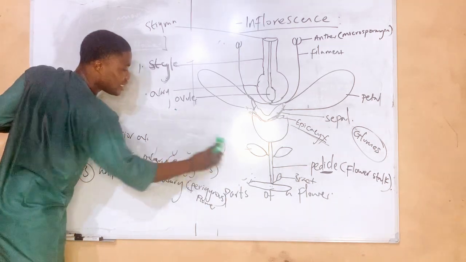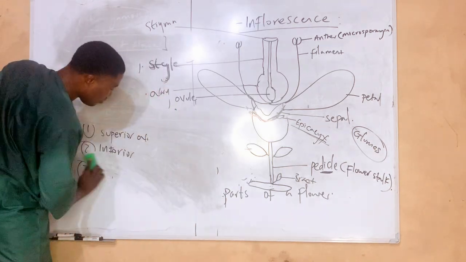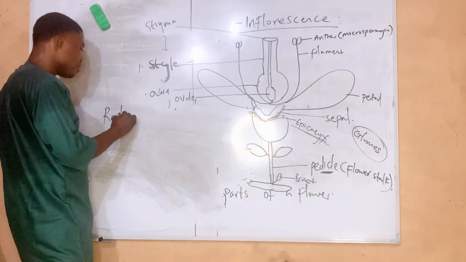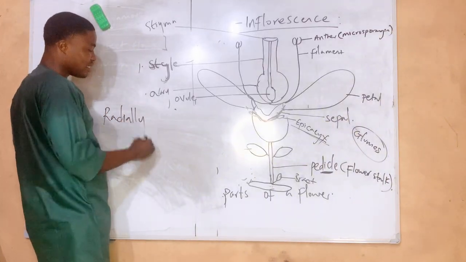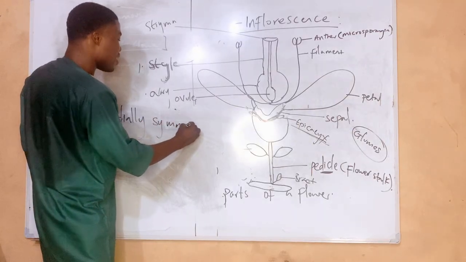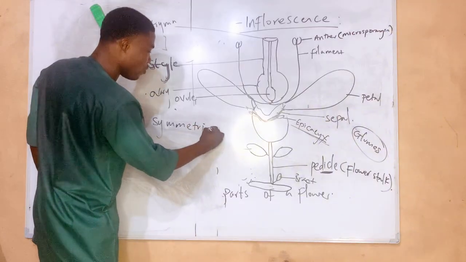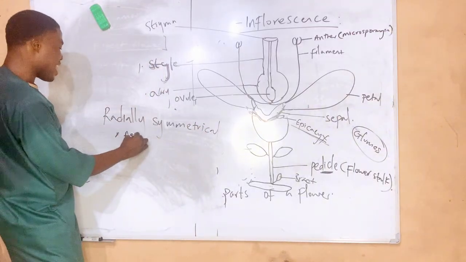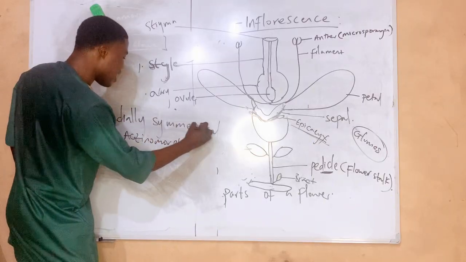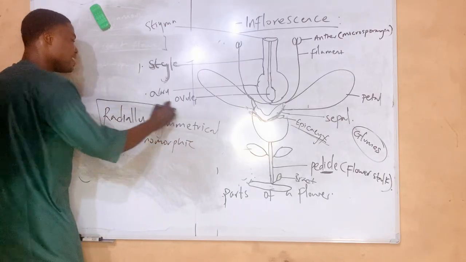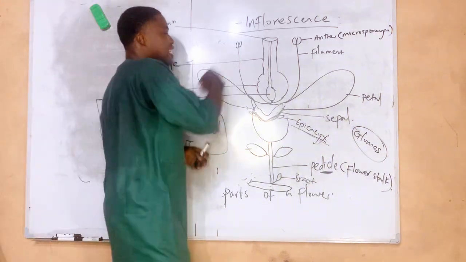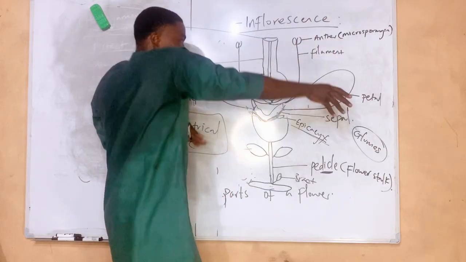Now, quickly, I'll say this one more time. If a flower is radially symmetrical, if it can be divided radially into axes, such a flower is said to be an actinomorphic flower, or a regular flower. So actinomorphic flowers are flowers that are radially symmetrical. That's how a normal flower is supposed to be, divided radially into axes. Just like this one.